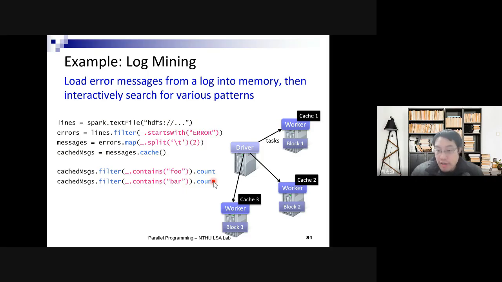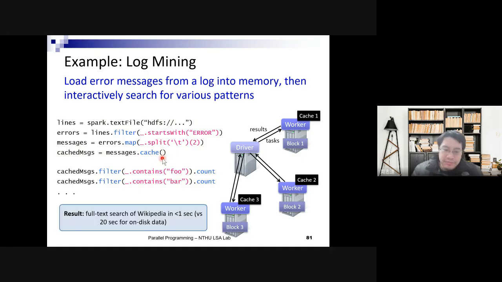In contrast, if this is a Hadoop MapReduce system, then every time you do this, you have to read out the data from the file system and go through all those things. So it will be very slow. So you can see if you just repeatedly use the cached data, then your processing time will definitely be much faster than the MapReduce framework.